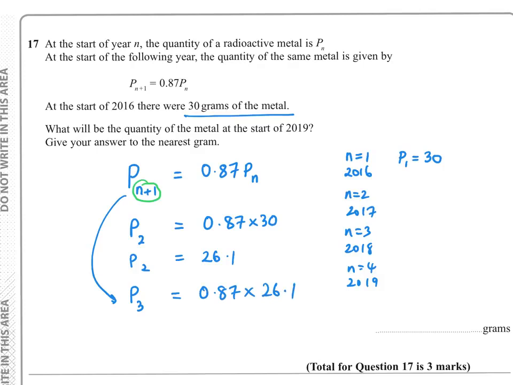So times that by 0.87, and I get 22.707. So what I can deduce is we're just timesing by 0.87 successively. So P subscript 4 will just be 22.707 times 0.87. So we get 19.75509. So to the nearest gram it will be 20 grams, and I'll just write here nearest gram.